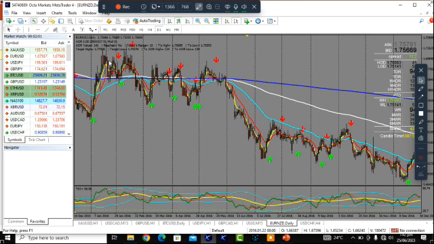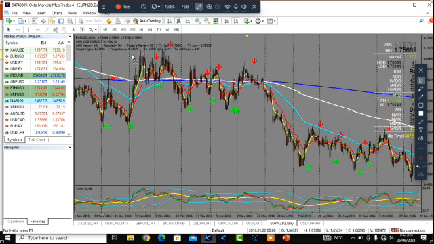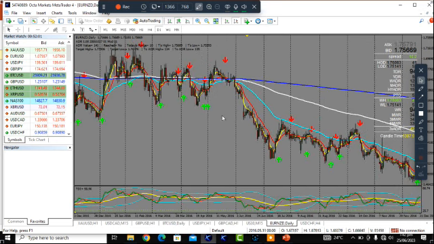This is your level 1 for D1. Now look at the TDI. Look at the TDI right here. From this position, which should be your entry position, look at what happened. The TDI was going up and then it turned down and crossed over that green line, that red line.